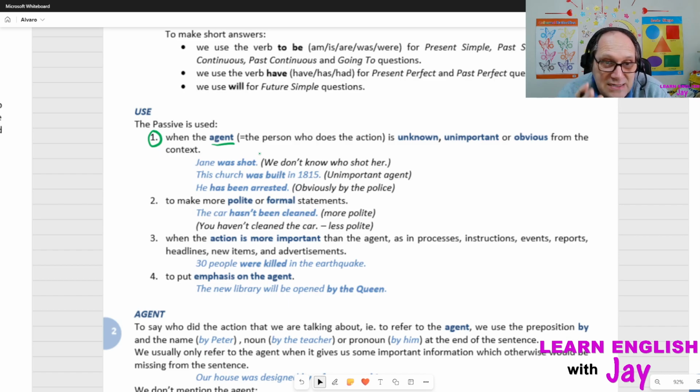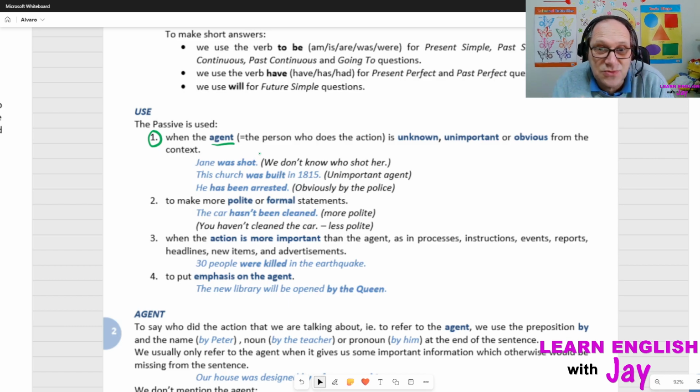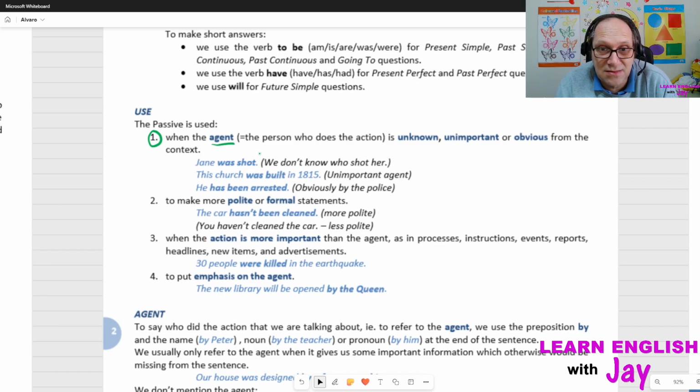So, for example, Jane was shot. We don't know who shot her. Could have been anybody. The church was built in 1815. It doesn't really matter who built it. It's unimportant. We know it was a builder or an architect. We're not going to mention all the builders. So it's not important.